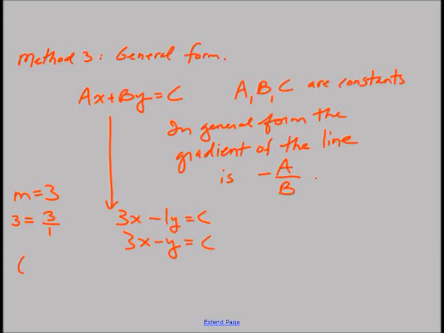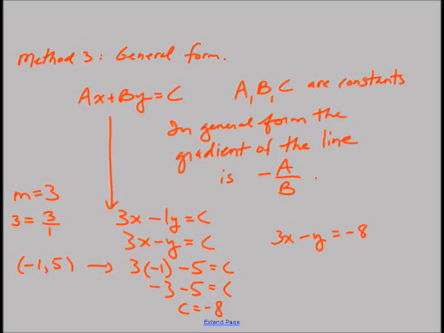We know a point is negative 1, 5, so we can plug that in to our x and y. So 3 times negative 1 subtract 5 equals c. Negative 3, so negative 5 equals c, which means that c equals negative 8. Okay, so c equals negative 8. So in other words, then we have our equation 3x subtract y equals negative 8.